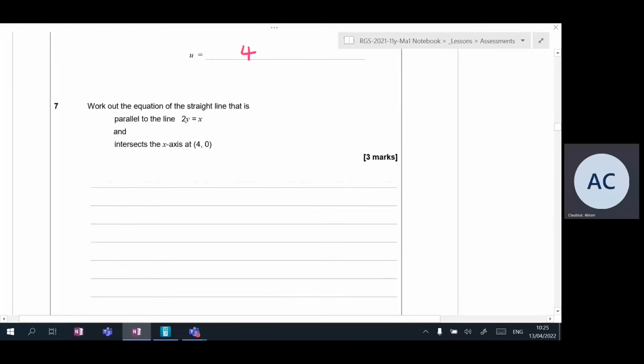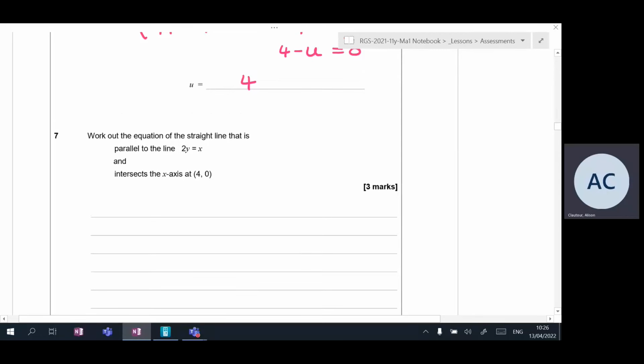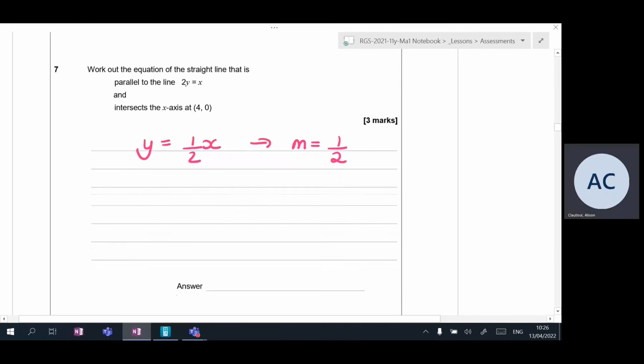Okay, this is quite a simple equation of a straight line. So it's parallel to 2y equals x. I'm just going to rearrange that, so you've got y equals a half x. So in other words, the gradient is a half. So if it's parallel, it's going to have the same gradient. So our line is also going to have a gradient of a half.